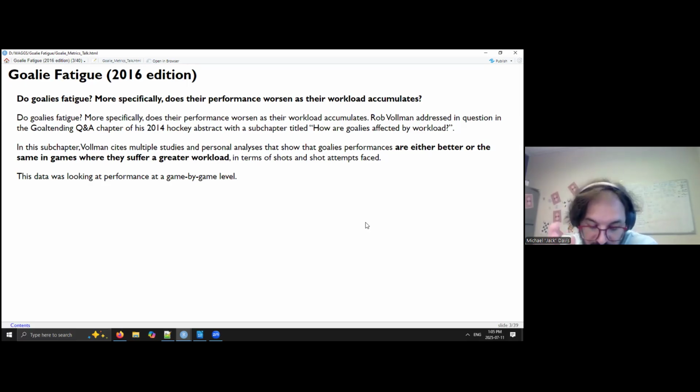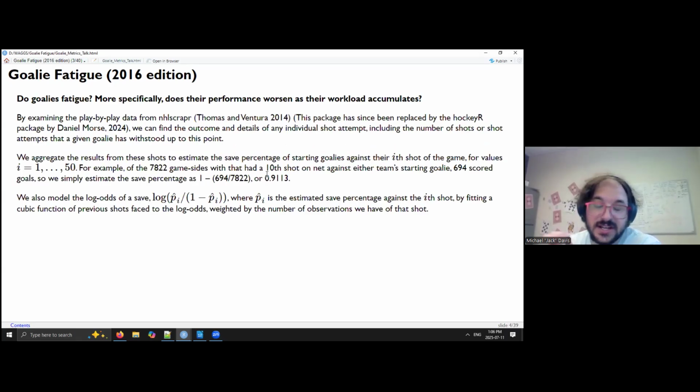So looking at, oh, this goalie faced 45 shots and they let four in, and this goalie faced 90 shots and they let nine in, which is basically the same performance. 90 is, of course, an extremely high number. So I wanted to look at it shot by shot. How well does the goalie face their first shot? How well do they face their 30th shot?